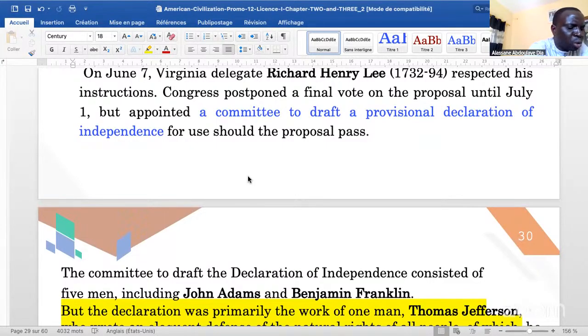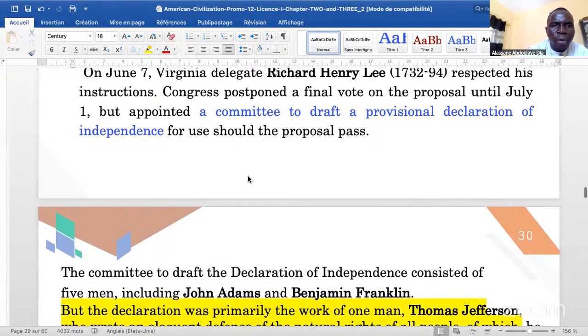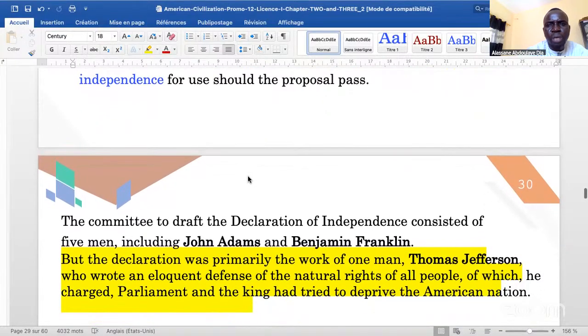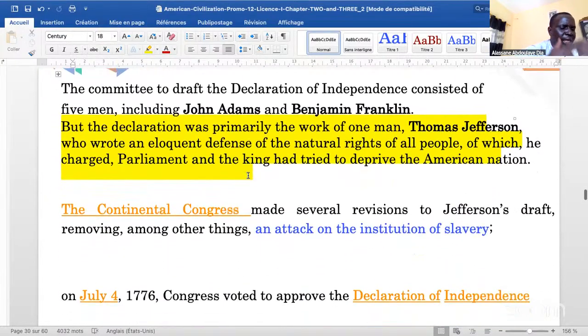So what did they do? On July the 1st, they organized themselves. How? They created a committee first, a committee to draft a provisional declaration of independence. So when they came on July the 1st, what did they do, class? They created a committee. This committee is going to be composed of 5 men, and these 5 men are going to write a document. This document is going to be called the Declaration of Independence.